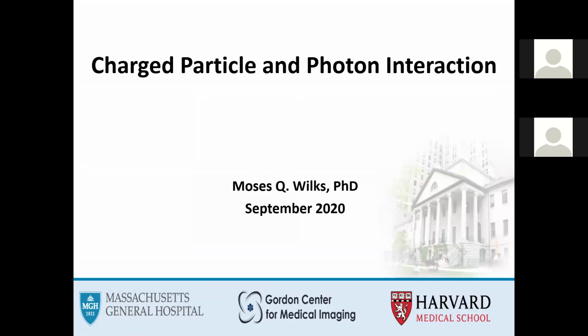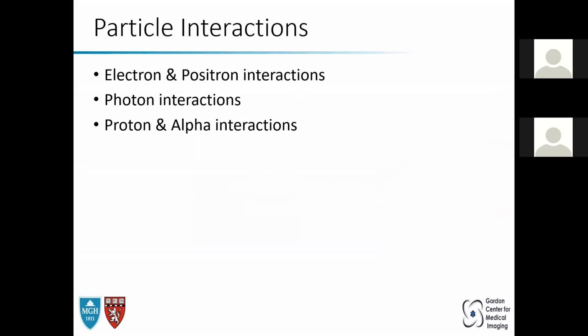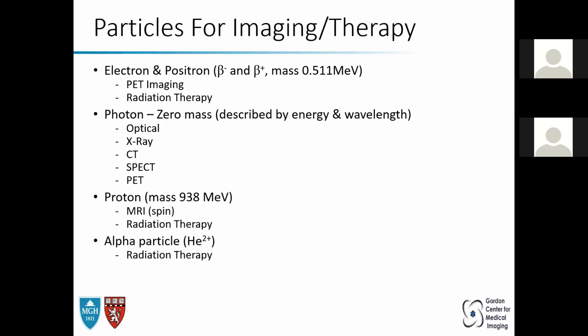So in that first set, we were just talking about the rate at which these decay and how to measure that. Now, in nuclear medicine, the primary interest is the products of those radioactive decays. So I'm going to be talking about three broad methods of interaction here: how electrons and positrons interact with matter, how photons interact with matter, and how proton and alpha particles interact with matter.